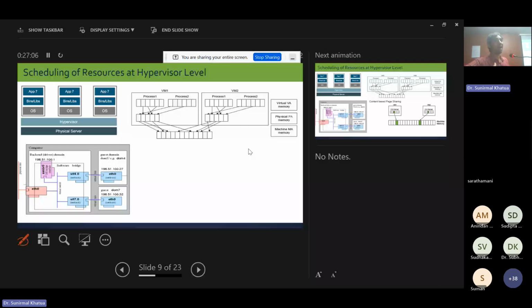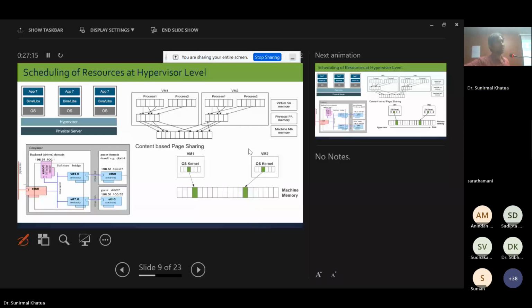Dynamic allocation, but how does the cloud solve this problem? This is solved by content based page sharing. Dynamic means I have to share some pages, and dynamically I have to use minimum memory, obviously. So this is done at the hypervisor level. In the cloud environment it is called content based page sharing technology.